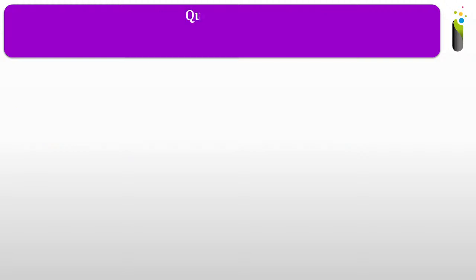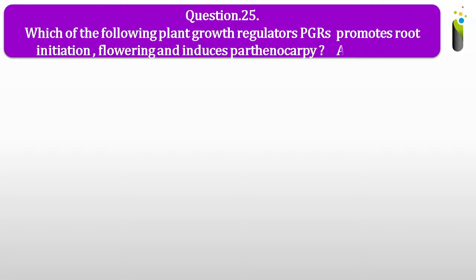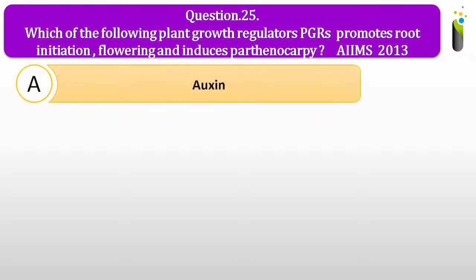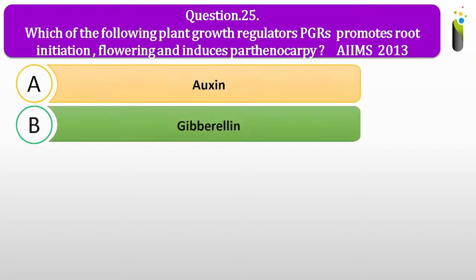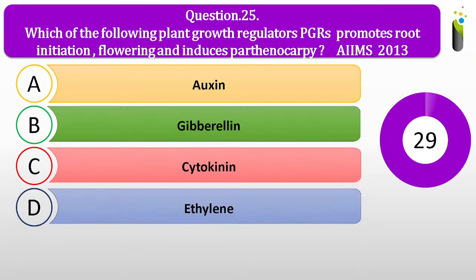Okay, coming to the last question for the session, question number 25. Which of the following plant growth regulators promotes root initiation, flowering, and induces parthenocarpy? This question had appeared in AIIMS 2013. And your options are: A. Auxin, B. Gibberellin, C. Cytokinin, D. Ethylene.